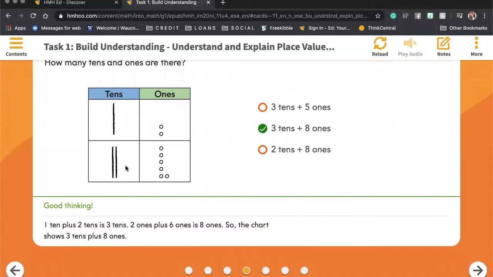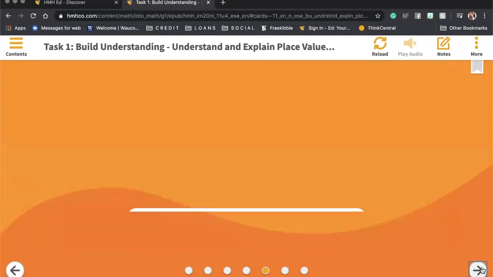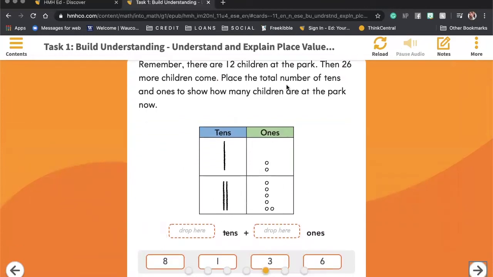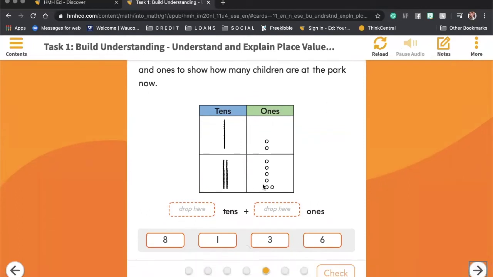1 10 plus 2 10s is 3 10s. 2 1s plus 6 1s is 8 1s. So the chart shows 3 10s plus 8 1s. Place the total number of 10s and 1s to show how many children are at the park now.